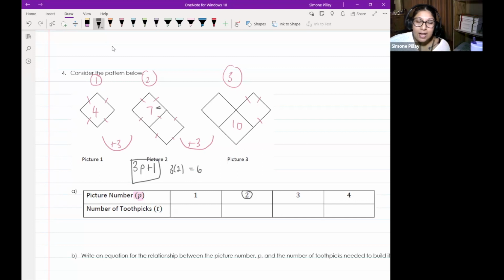3p plus 1. And then to write it out in full, my output is equal to 3p plus 1. And what is my output? Normally it's tn, except in this case, they've given us this variable t. And so my formula for this one is, and where can I write this? Here. T is equal to 3p plus 1.